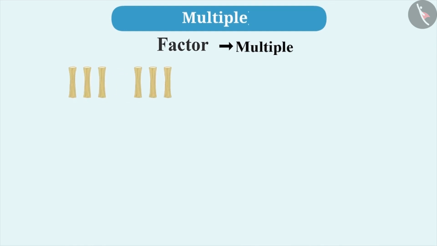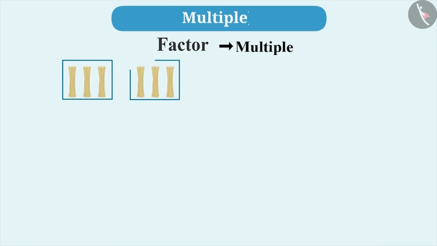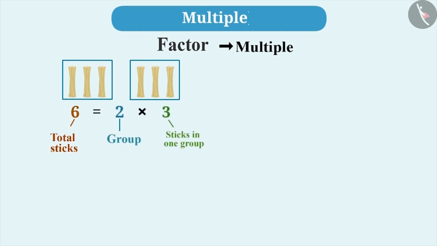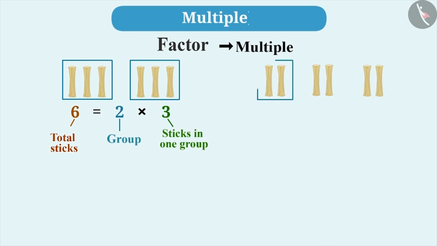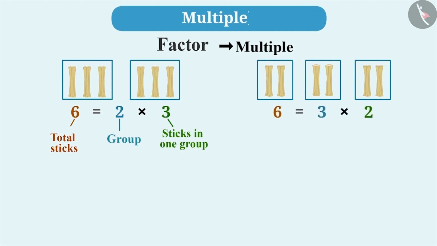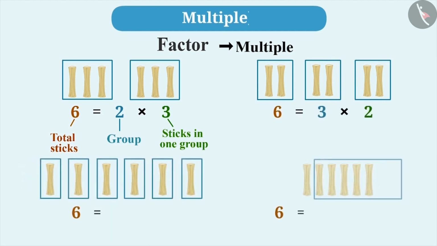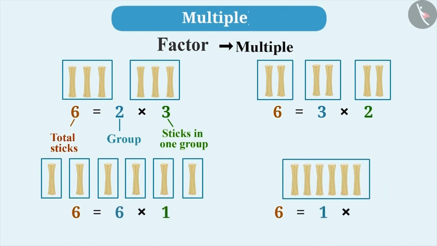We express factors as multiples. Suppose 6 sticks are divided into 2 groups with 3 sticks in each group, then we express it as 6 is equal to 2 multiplied by 3. Similarly, if 6 sticks are divided into 3 groups with 2 sticks in each group, then it is expressed as 6 is equal to 3 multiplied by 2. Similarly, we express 6 as 6 multiplied by 1 and 1 multiplied by 6.